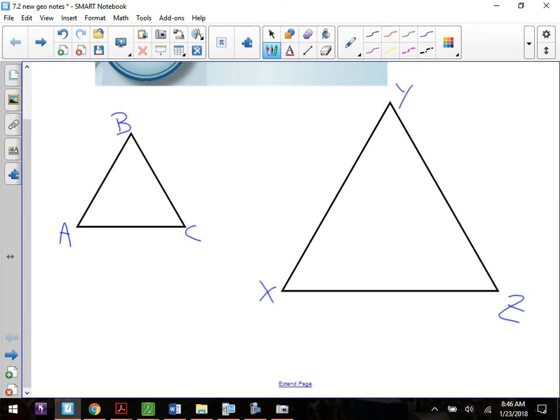We can say that triangle ABC is similar, we just use squiggly, a tilde. We say that those two triangles are similar.